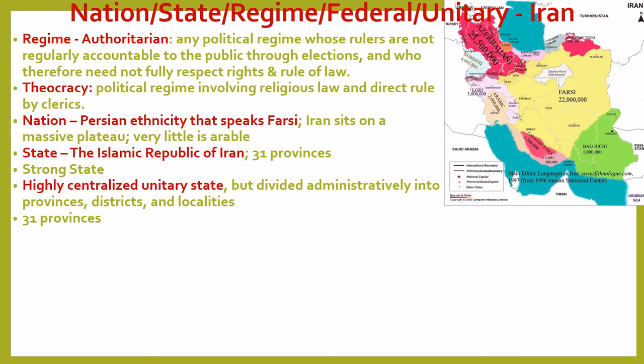All right, last but not least, let's go to Iran. So, Iran is an authoritarian state. Rulers are not regularly accountable to the public through elections and therefore need not fully respect rights or rule of law. It is also a theocratic state. It's a political system in which religious law is supreme, and in this case, that is Sharia law.